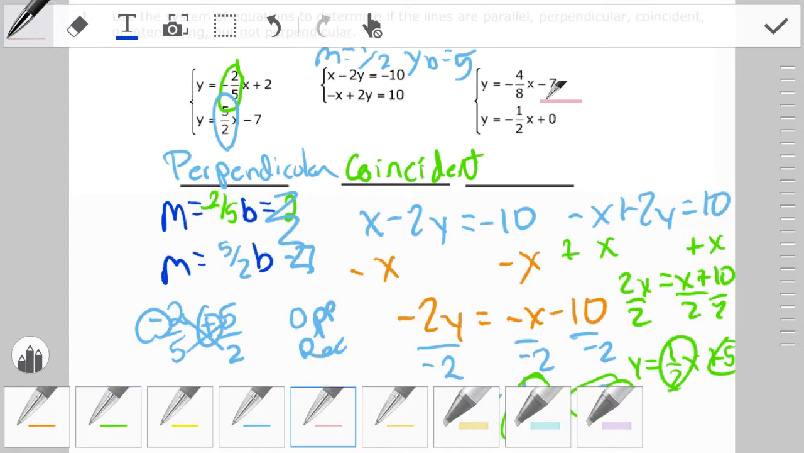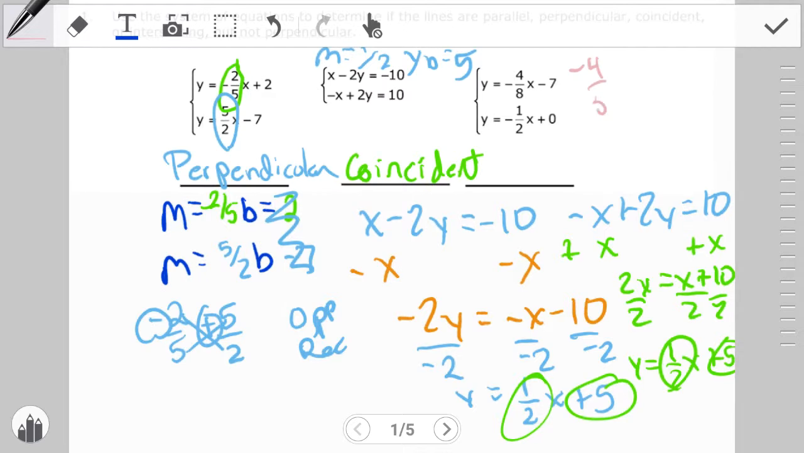Next, we got to take a look at our last set, and we got to make sure that all my fractions are reduced. 4 over 8 is not reduced, so -4 over 8 turns into -1/2. Okay, so we have -1/2 here and 1/2 down here. So if I look at both of those, the slopes are the same, but my y-intercepts are different. Same slopes, different y-intercepts. That is the definition of parallel.